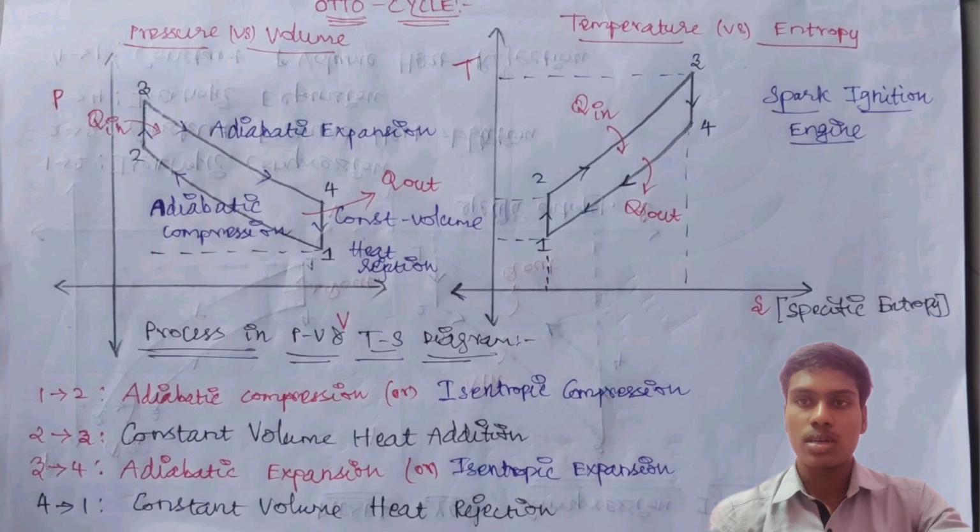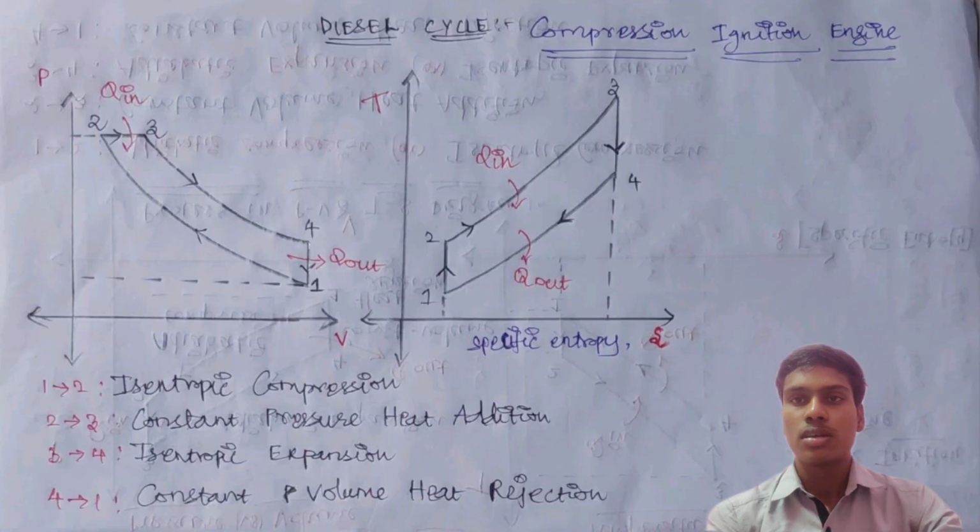The Otto cycle is used for petrol engines that we use in day-to-day life. For example, Honda, like most of the vehicles, the two-wheelers that we use in day-to-day life, we take petrol as fuel. So these kinds of vehicles work with the help of the Otto cycle. And then next we will move on to the diesel cycle.